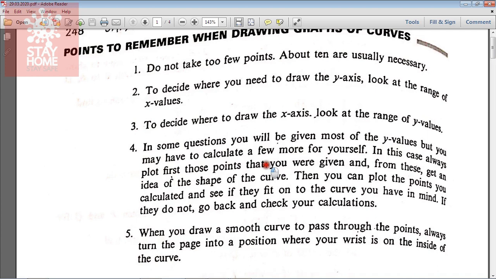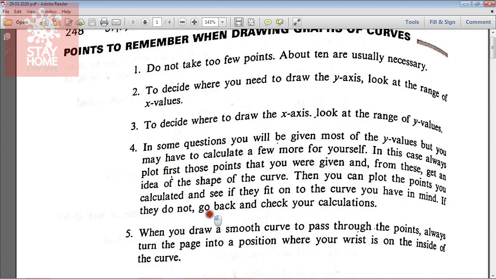Very simple. If you have some points, first draw those points and then calculate 3 or 4 more points. If they fit the curve which you have already drawn, then it is good. If you feel any problem, if the curve is not getting a better shape, you can check your calculation again.